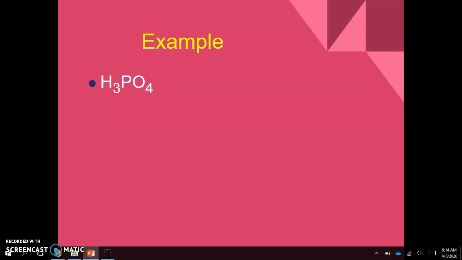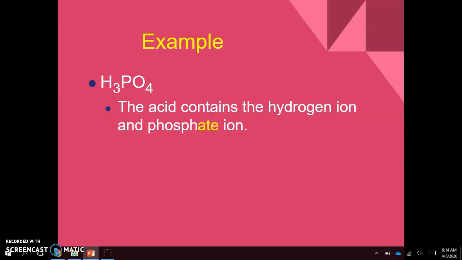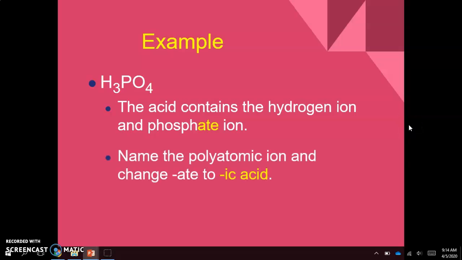Okay, so let's look at this example here. Here we've got a phosphate ion, so ATE, right? And remember, your polyatomic ion is the PO4. This is a phosphate. Again, you can get that from your reference table. Because it's an ATE, we're going to change it to an IC, right? So this becomes not a phosphate, but a phosphoric acid, okay? So this is phosphoric acid.